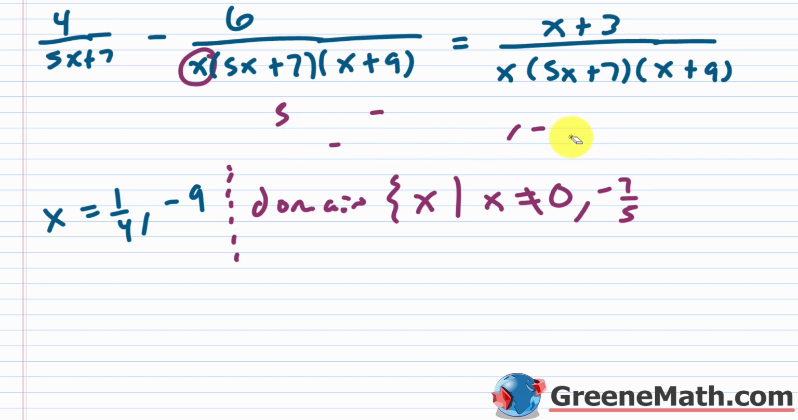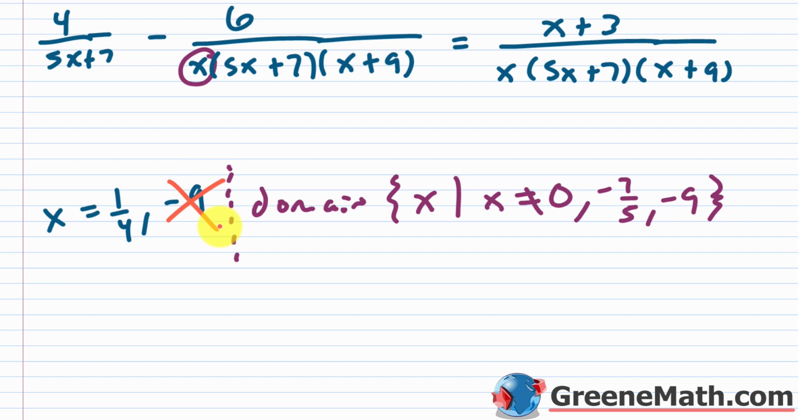Then the last guy, we would take x plus 9 and set that equal to 0. And we would say that the solution there is x equals -9. Okay. So let's look through our solutions here, because again, the domain is a set of all x such that x is not 0, -7/5, or -9. Now, what do we see right here? We have a solution of -9. So we have to reject that solution.